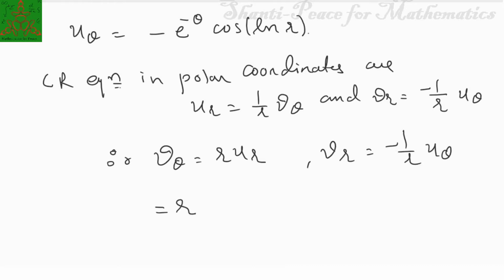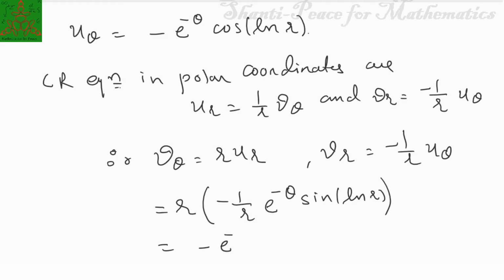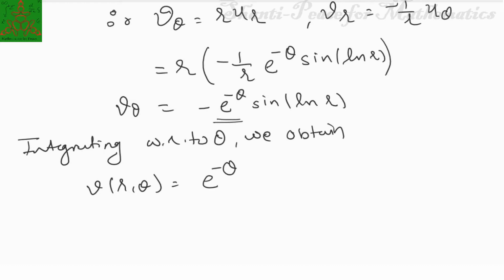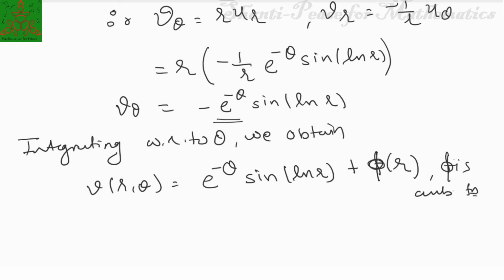Just now we have calculated u_r is minus 1 upon r e power minus theta sine ln r. So that's why this will give you minus e power minus theta sine ln r. This is v_theta. Integrating partially with respect to theta, keeping r constant, we obtain v of r, theta as, so we are integrating with respect to theta, integration of e power minus theta gives you plus e power minus theta sine ln r plus some constant. That constant is actually a function of r, so where f is already used, I am just writing phi, so phi is an arbitrary function of r.